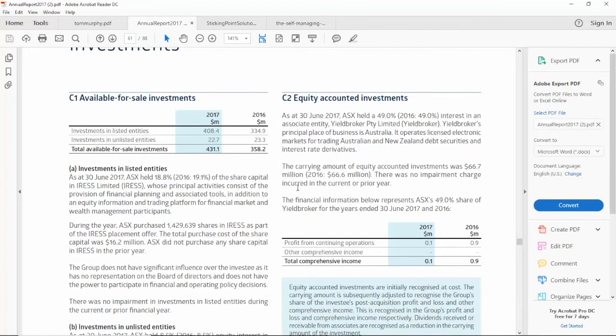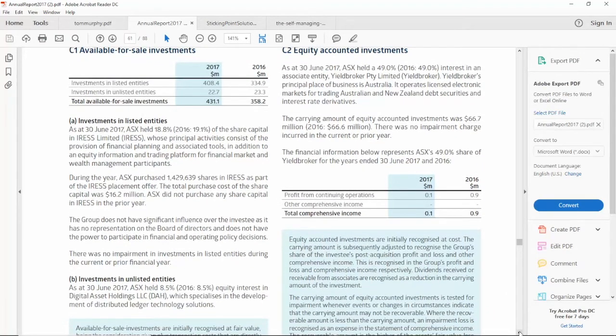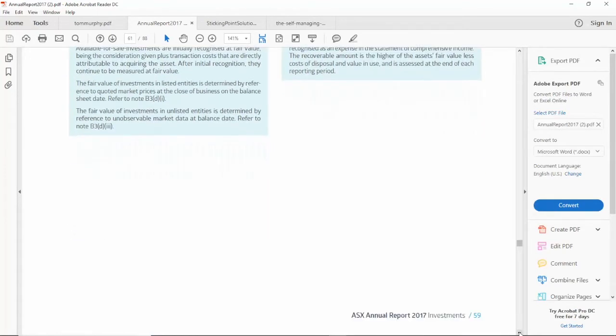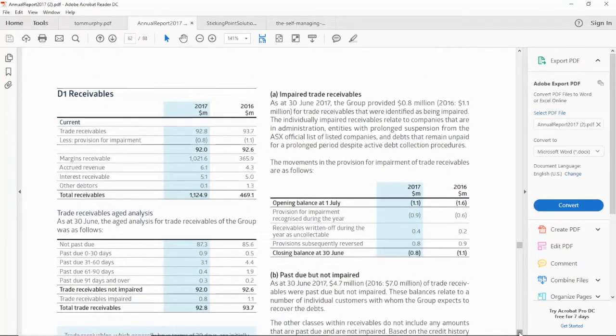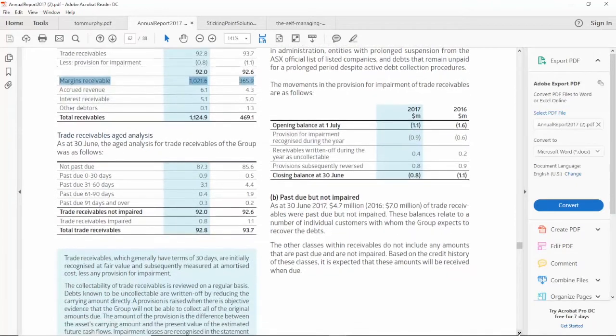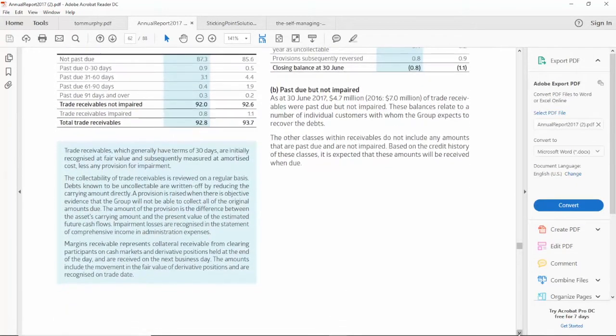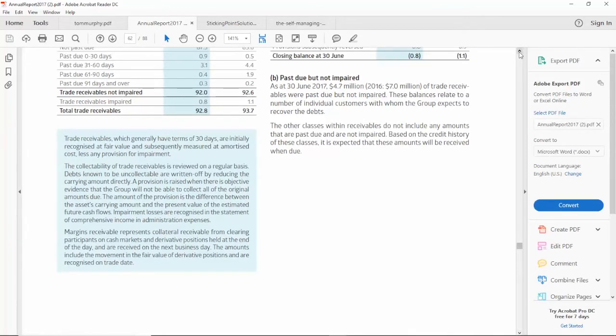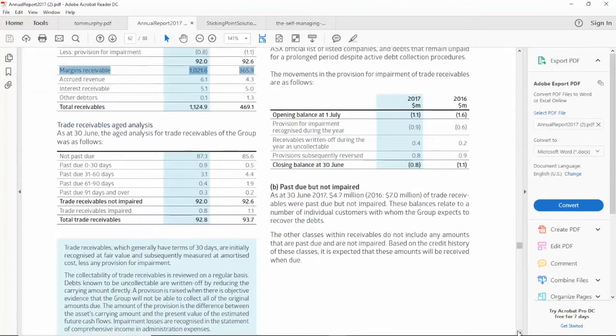Let's talk about their investments. Not too much of note here either. Equity account investments, again, they have an investment in a smaller company that's another brokerage or exchange type. Receivables, they are a stock exchange, so they don't have that much receivables. Margin receivables, that's from companies or brokers that pay them margin. $4.7 million past due but not impaired, in terms of, what is that, revenue? Trade receivables. Again, not a huge number, not a big deal.